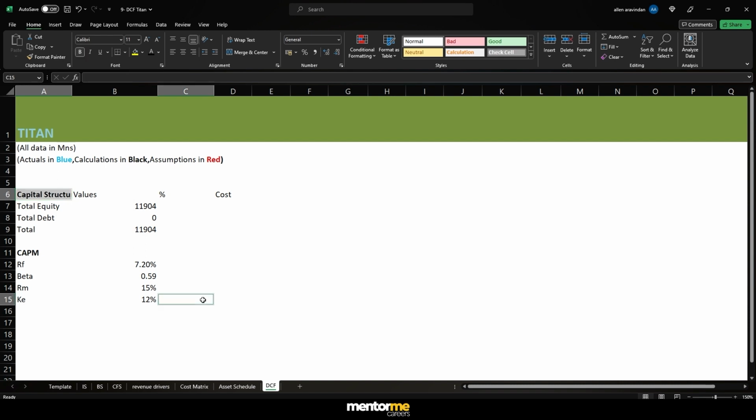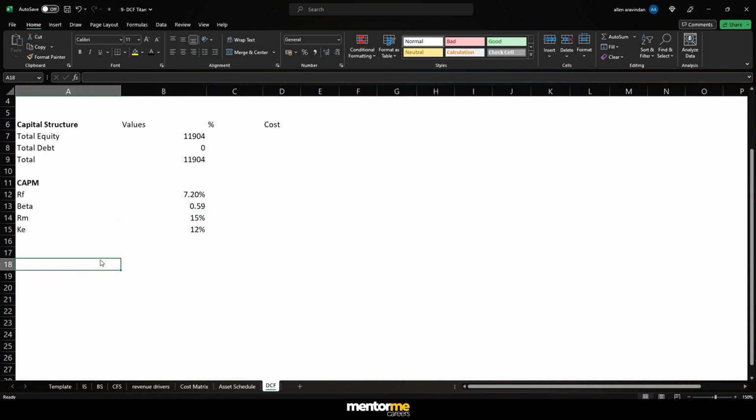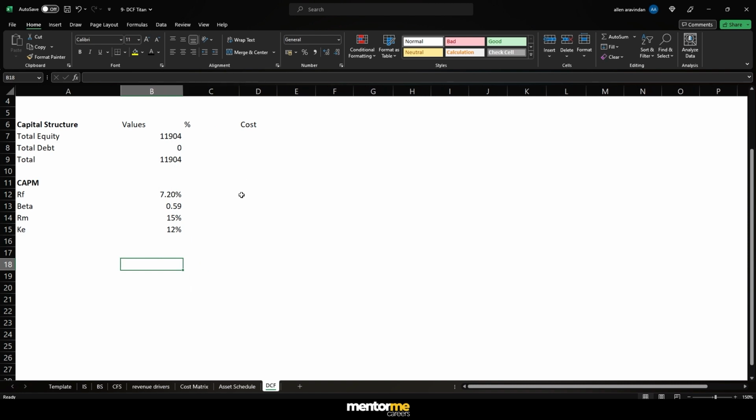So we've calculated our CAPM. Now what we need to do is get our free cash flow, right? So the DCF model that we're going to do. Since this is a growing company, we want to create a two-stage model, or you can actually say a three-stage model, wherein the first 4 years is going to be the explicit forecast, right?